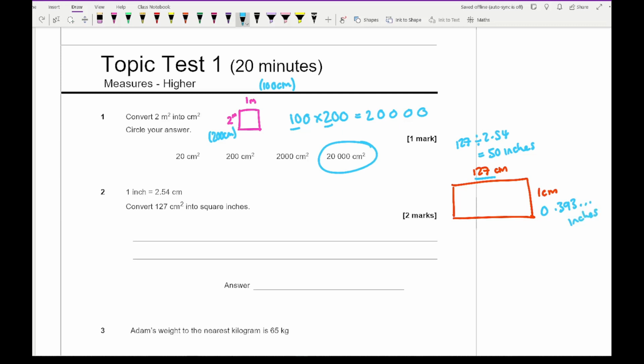Now for this, all I then need to do is multiply those two numbers together. So here I've got 50 times 0.393 and then a few more decimals if I wanted to. And if I do just that, I get an answer of 19.6850. So what's my answer going to be then? Just round this up, I'm going to go for 19.7 square inches, and that's to 1 decimal place.